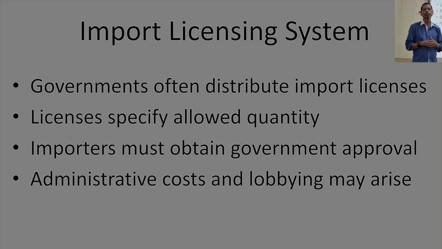Governments often enforce quotas using import licenses. Importers must obtain official permission that specifies exactly how much they are allowed to import. But this system creates problems. Importers must wait for approval. And sometimes licenses are distributed politically. Governments might sell them or give them to preferred companies, which can encourage lobbying and sometimes corruption.